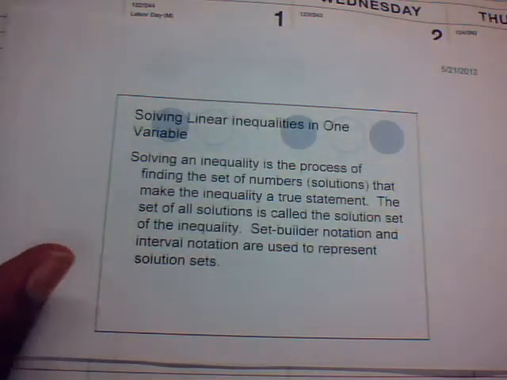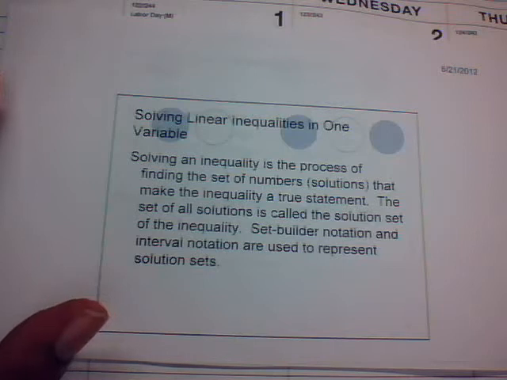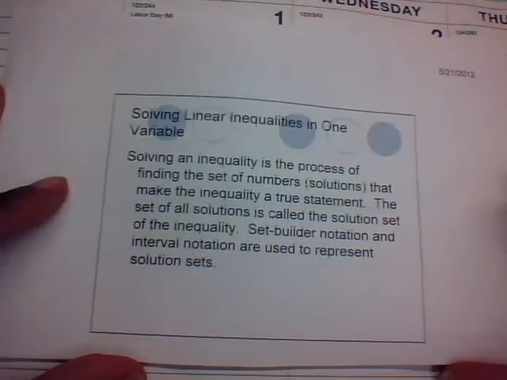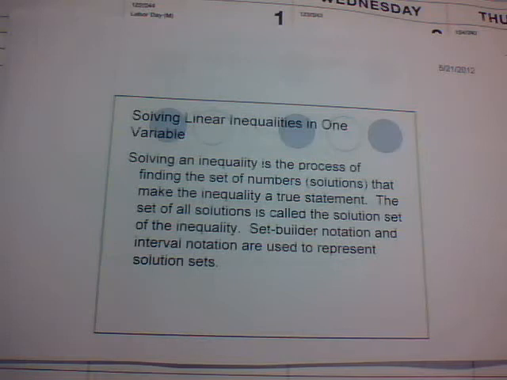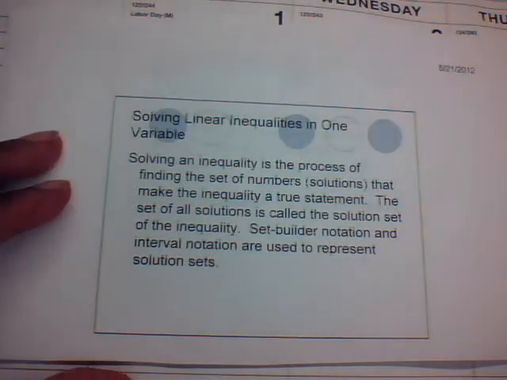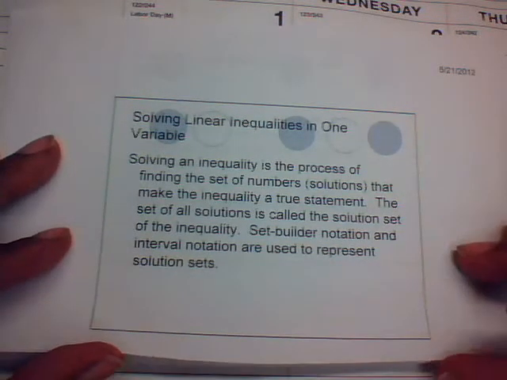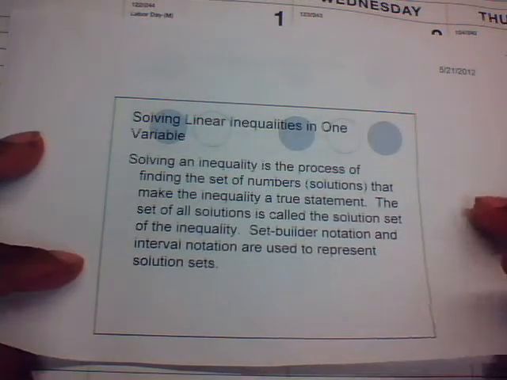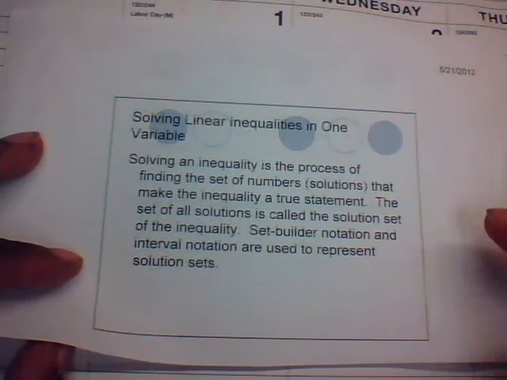Okay. Now the next thing we're going to look at is how to solve linear inequalities in one variable. When we solve an inequality, we're dealing with the process of finding the set of real numbers, or solutions, that will make the inequality a true statement. And the set of all solutions is called the solution set of the inequality. Set builder notation and interval notation are used to represent solution sets. Okay, so here we're going to be using set builder notation and more than likely interval notation as well.